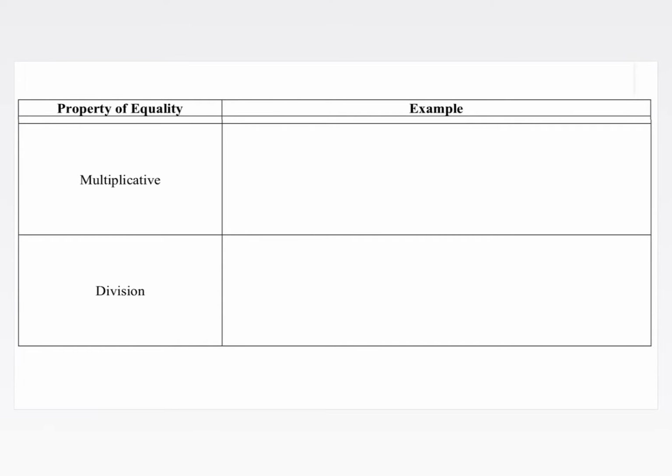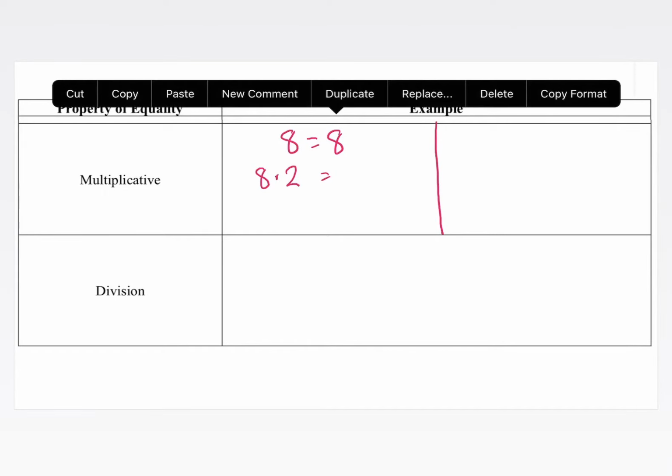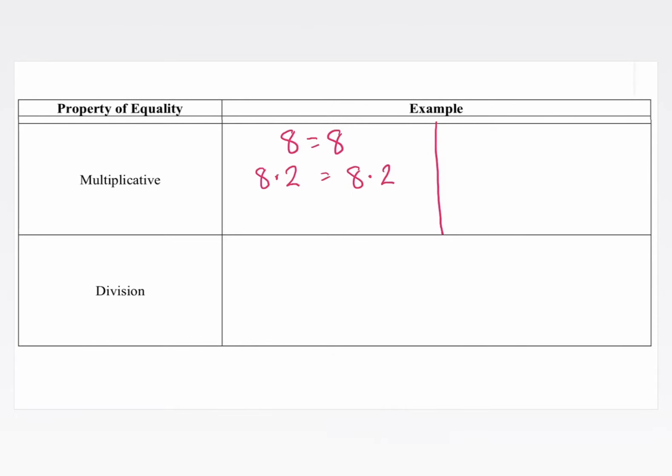For multiplication, I'm going to show two different examples here. I could start off with 8 equals 8, and if I multiply by 2 on the left-hand side, I must also multiply by 2 on the right-hand side. 8 times 2 is 16, 8 times 2 is 16, so they're equivalent.